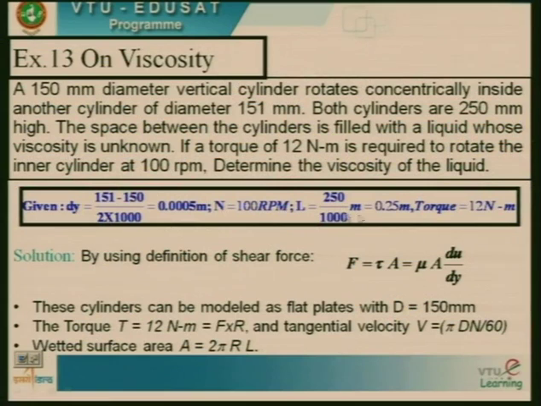Shall I repeat again? Okay. This can be modeled as flat plates with diameter 150 mm and outside is 151 mm. Torque is 12 Newton meter. The formula is shear force into radius. Tangential velocity V or U is equal to pi d n by 60, where d is the diameter of the shaft. Wetted surface area is 2 pi r into length L. Is it okay? So now let us see.